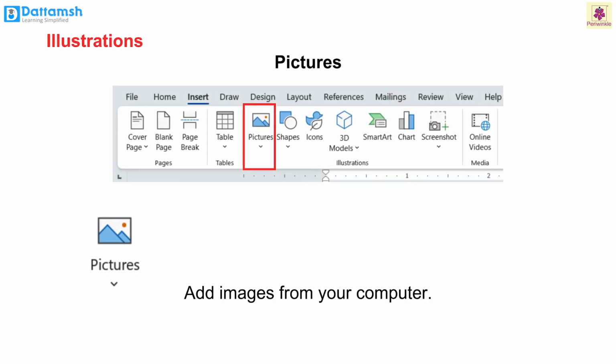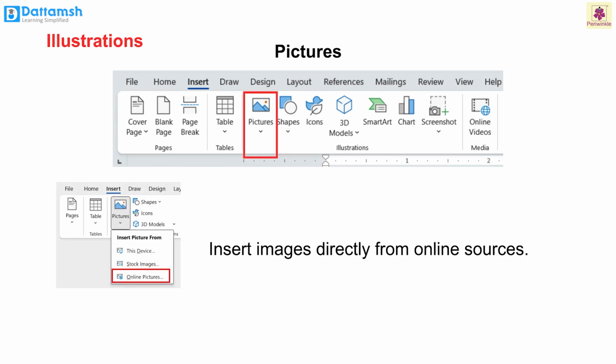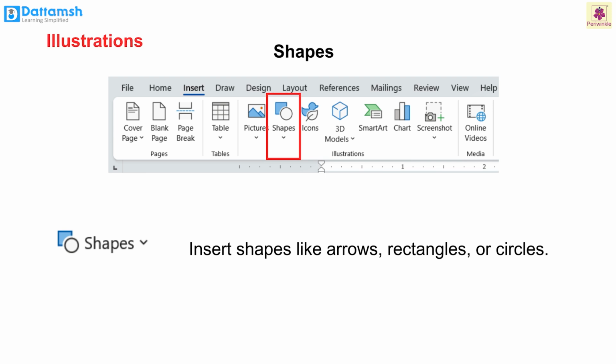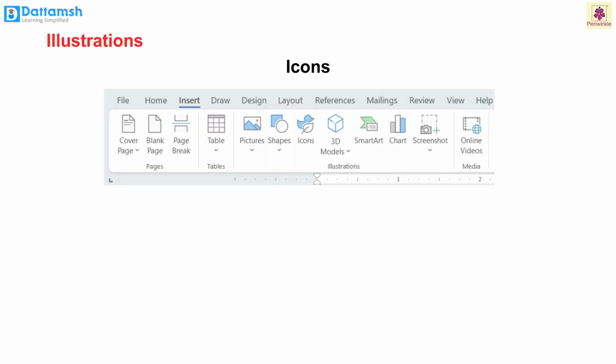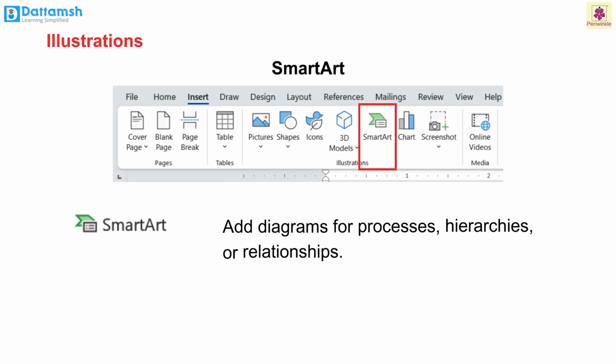Illustrations. Pictures. Add images from your computer. Online pictures. Insert images directly from online sources. Shapes. Insert shapes like arrows, rectangles, and circles. Icons. Insert built-in icons to visually enhance content. Smart Art. Add diagrams for processes, hierarchies, or relationships.